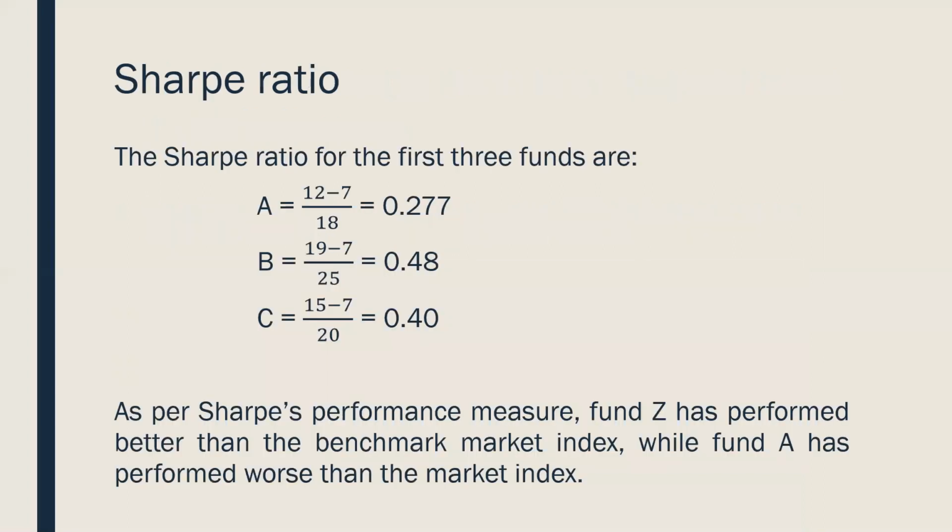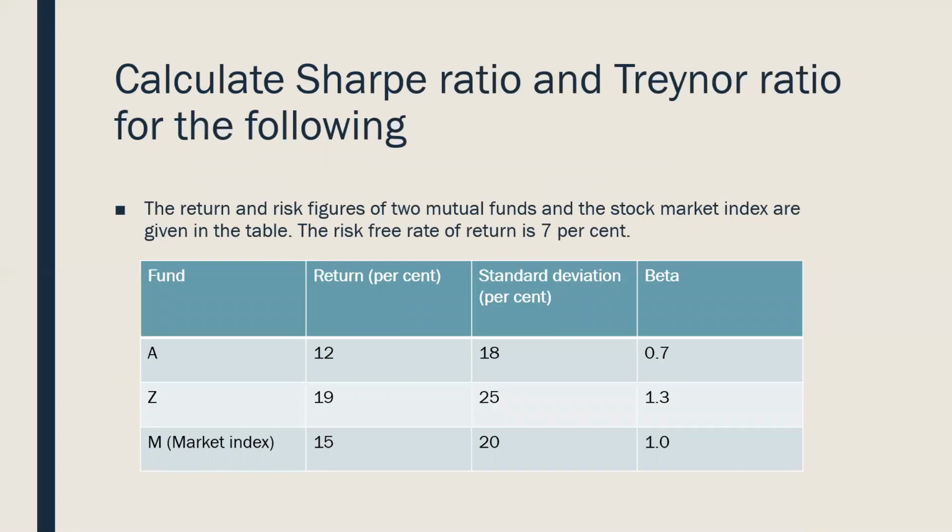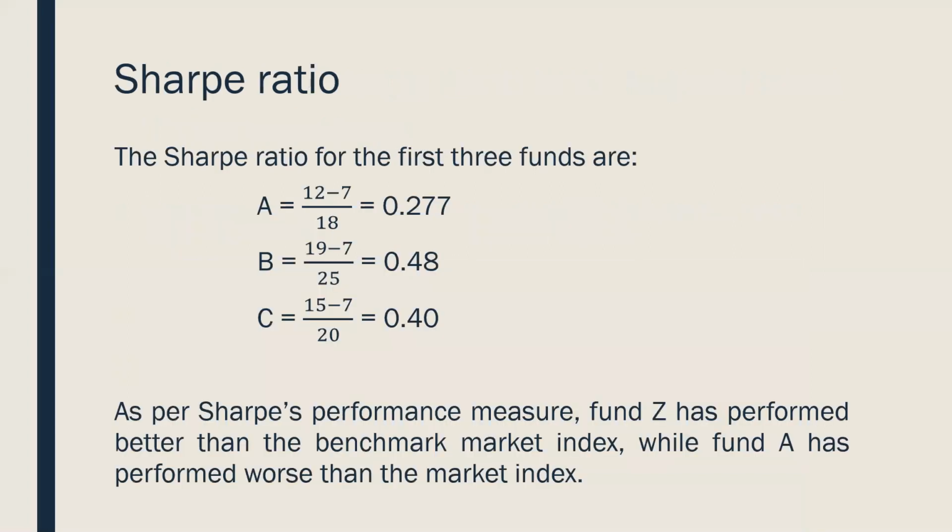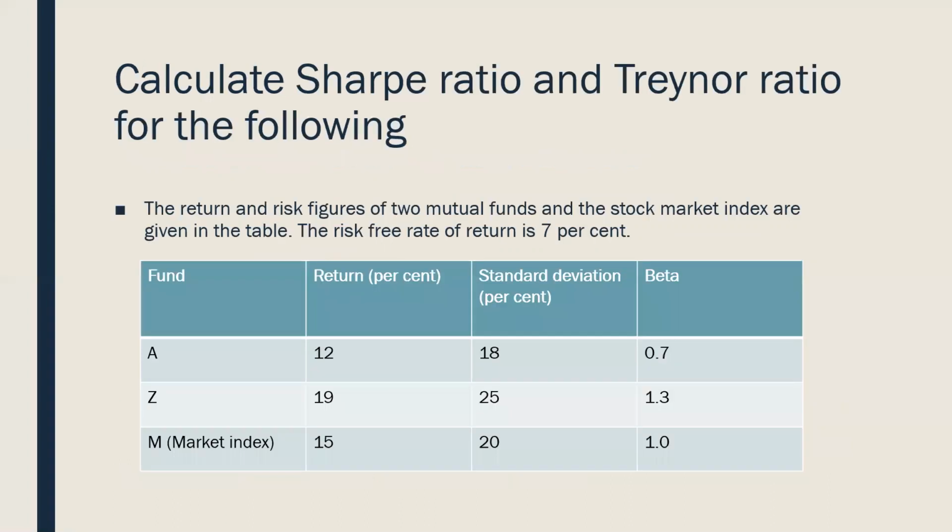So let's work it out. The Sharpe ratio for the three funds: I've taken the variables a bit differently. The fund is given as A, Z, and M. So let's just assume it's A, Z, and M here, okay? In the place of B, I mean Z, and in place of C, it means the market index, which is M.